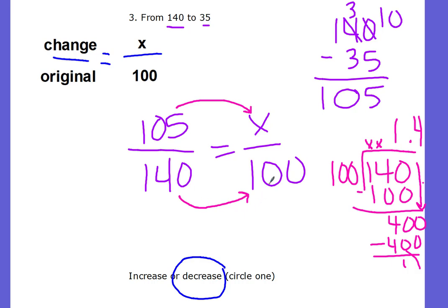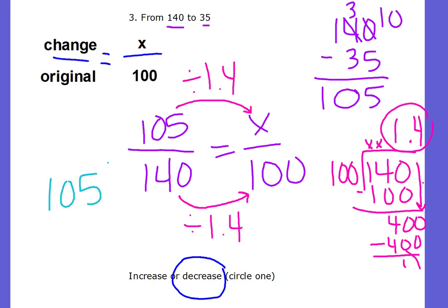From 140 to 100, it decreased. So that means we divided by our scale factor of 1.4. So that means to get my numerator, to figure out my x, my percent change, I'm going to have to do the same thing. I'm going to have to do 105 divided by 1.4. So let's go ahead and start doing that. I have 105 divided by 1.4. Go ahead and start dividing that. Let's see what you get.